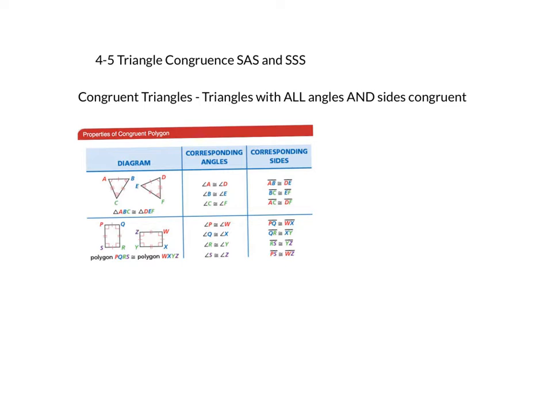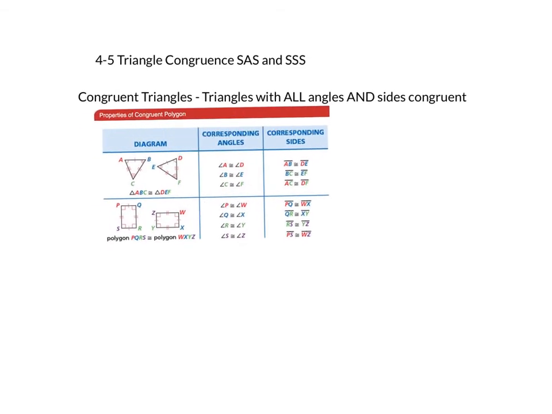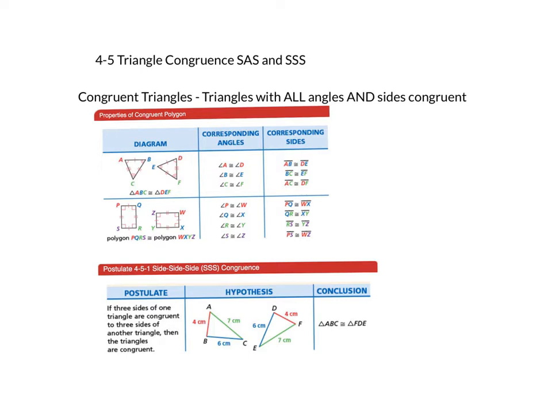But there are actually shortcuts. We can show a triangle is congruent without showing that all sides and all angles are congruent. And that's what we're going to do with this section. We're going to use two theorems to help us with that: side, side, side, and side, angle, side. So the first postulate that we're going to focus on is side, side, side, abbreviated SSS.